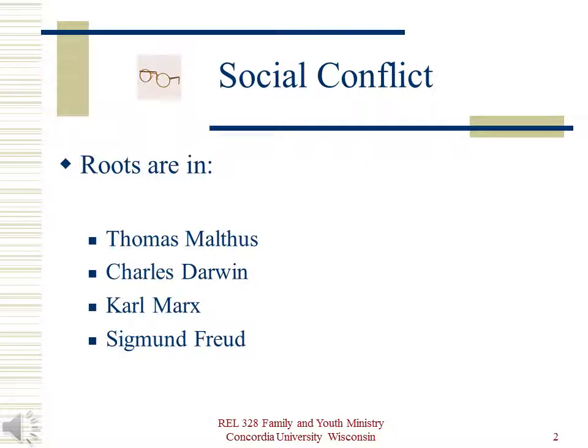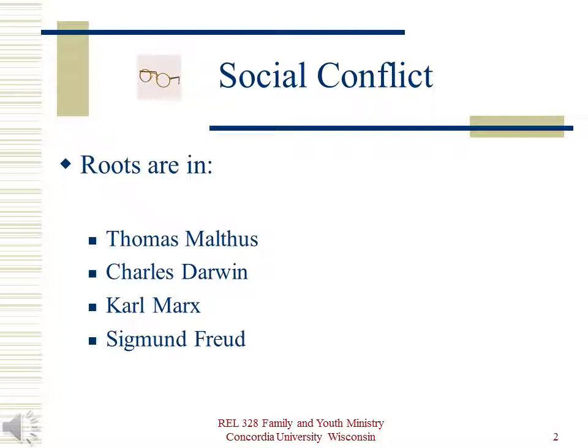The first of our theories is social conflict theory, and in social conflict theory there are four theorists who are of particular importance. As we look through the lenses here, who do we see but Thomas Malthus, Charles Darwin, Karl Marx, and Sigmund Freud. Malthus is the individual who realized that population expands exponentially while food production expands arithmetically. So eventually we run out of food. So there's limited resources over which we must then fight in order to survive.